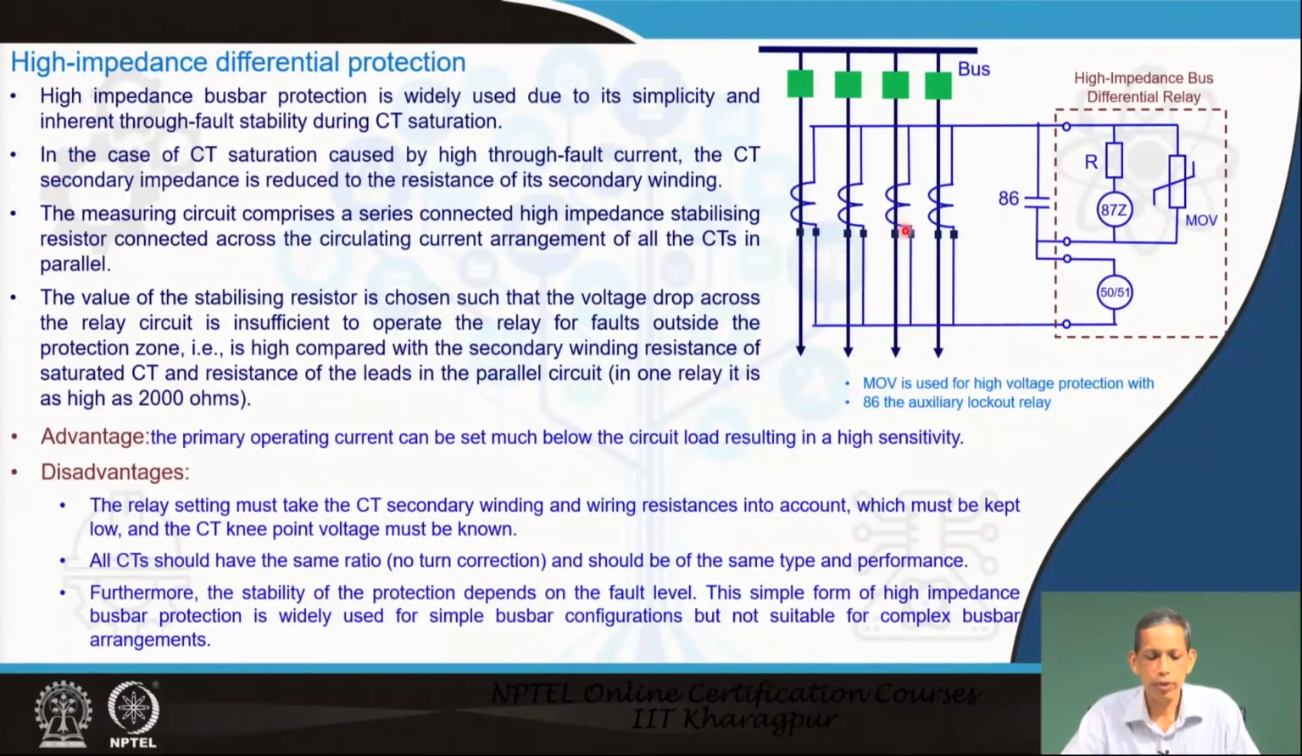But for the internal fault case, even though one CT or multiple CTs may saturate, the output voltage here becomes very high. In that case, through this path, even though the resistance is high, the current becomes significant to drive the overcurrent element at 87Z, and that results in the relay operating for the internal fault case.